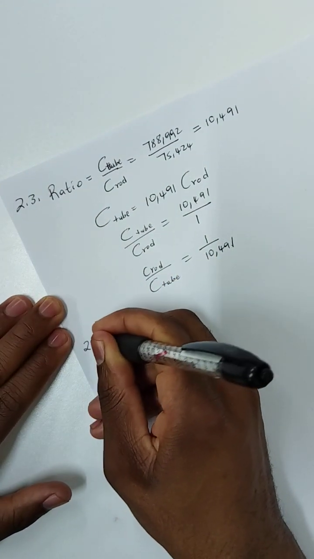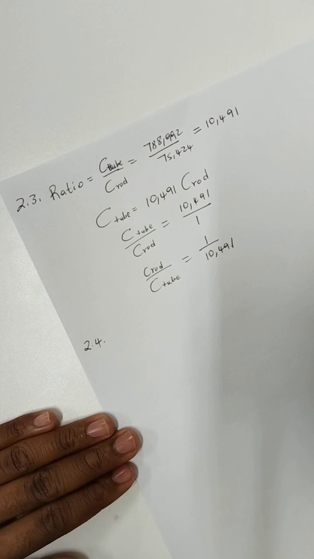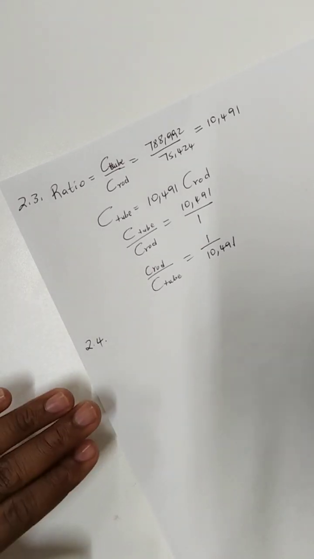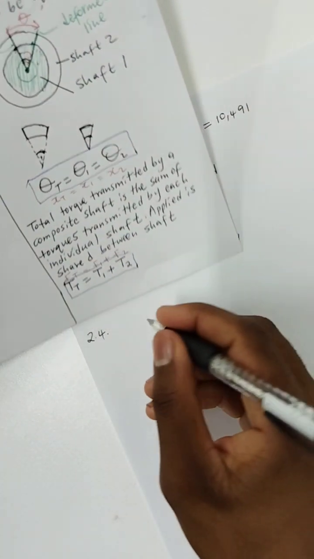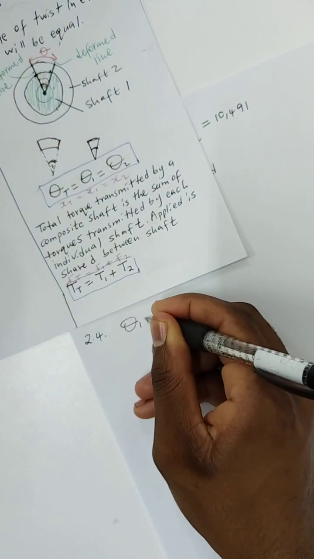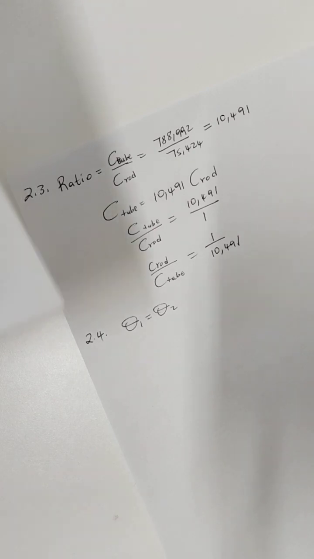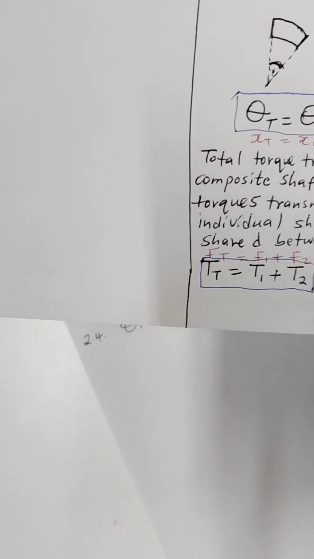2.4. The angle of twist for the compound shaft when a torque of 33 is applied. So remember, we know this thing: theta 1 equals theta 2. Now we're looking for the angle of twist, but remember your approach will be guided by the information given.